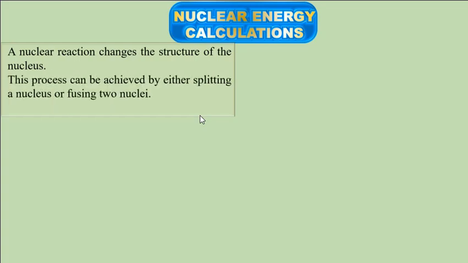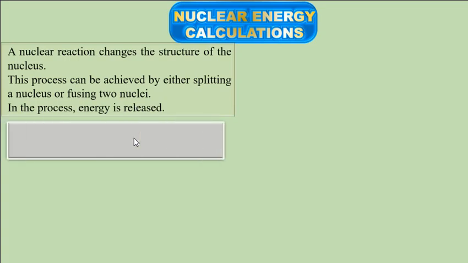This process can be achieved in two ways. Number 1, splitting the nucleus, or separating the particles of the nucleus, the protons and the neutrons. Number 2, bringing them together, fusing them together, joining them together. These are 2 ways this can be achieved. In whichever way, energy is released. That's very important.